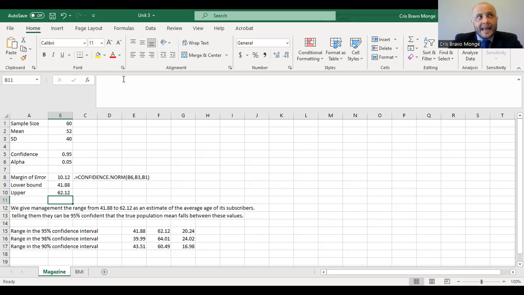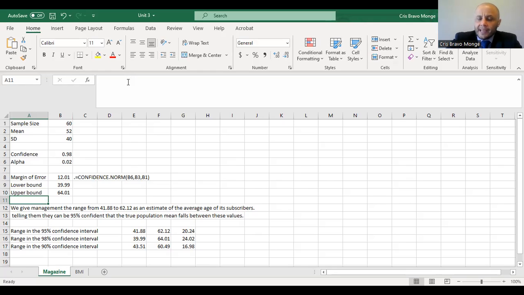Now, what if 95% confidence is not good? They want 98% confidence. Then we would go back to our confidence level. And because I have it as a formula, I'm just going to put 0.98. If they wanted 98% confidence, notice how the lower and upper bound change. Now the age would be between 39.99, 40 years old, and 64.